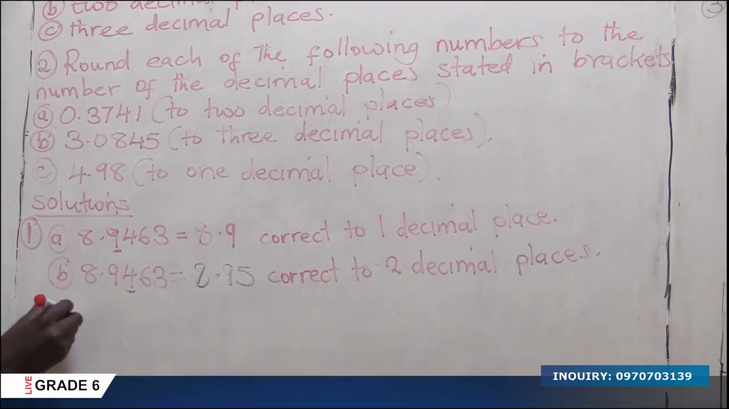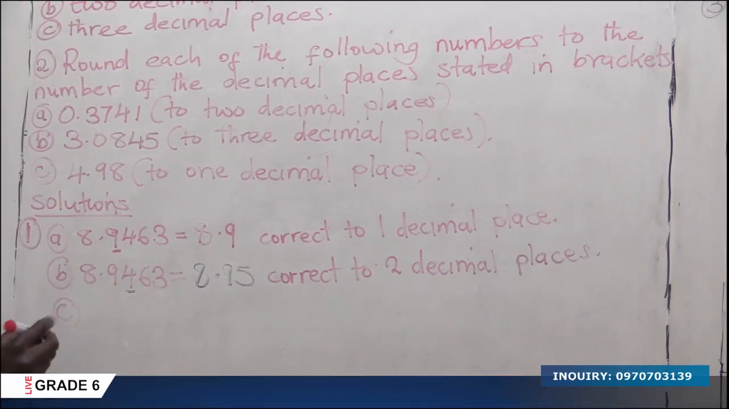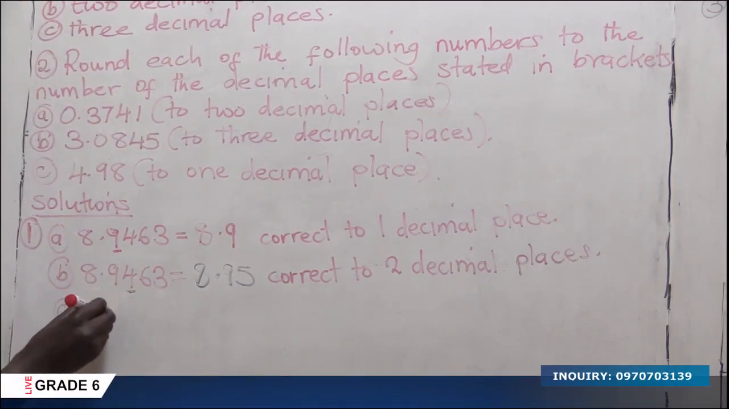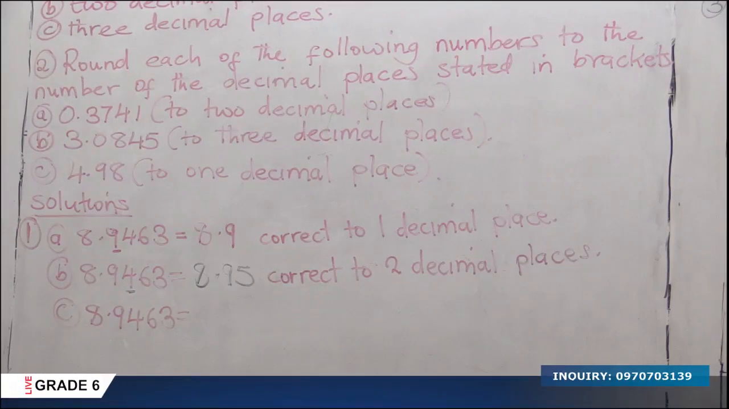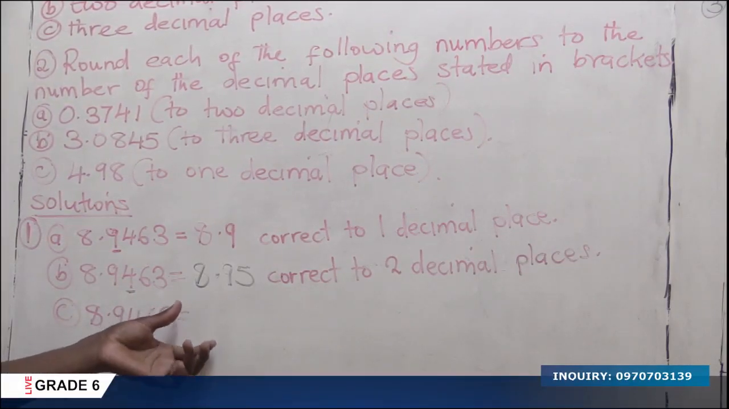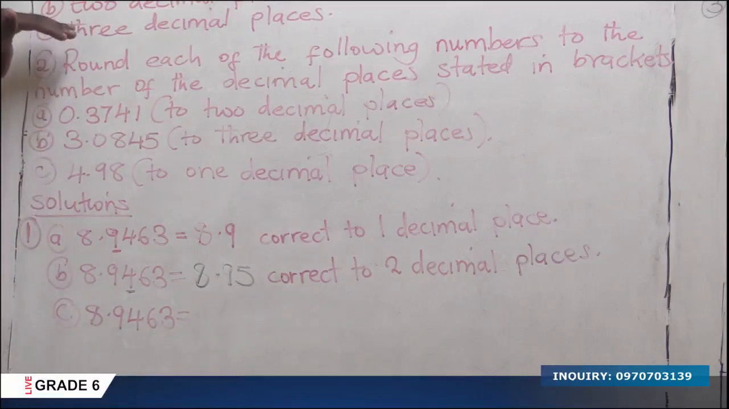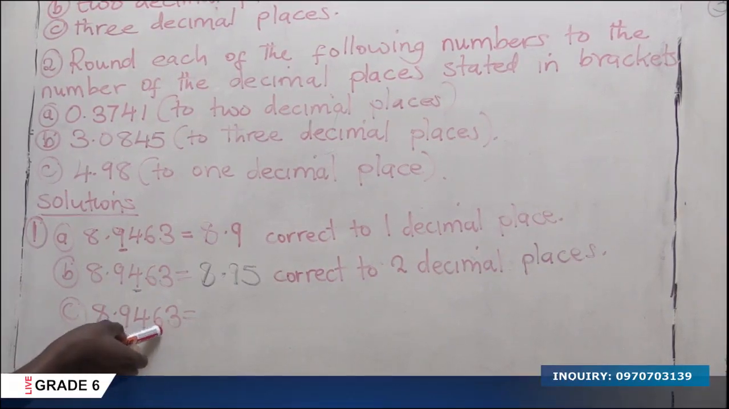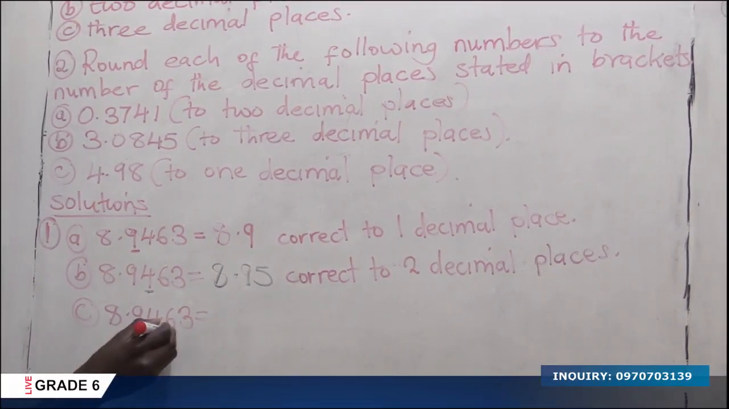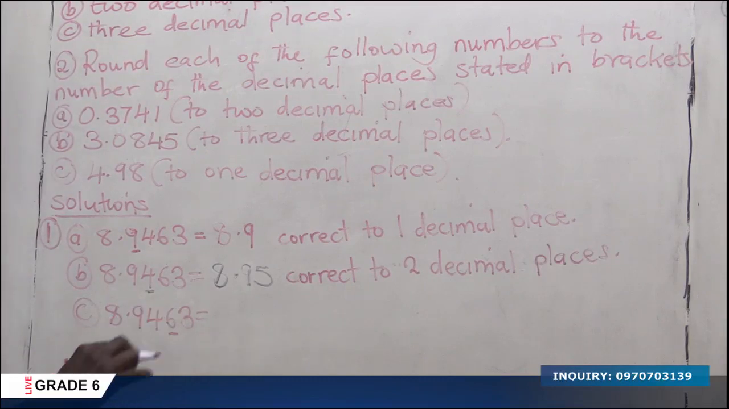And then C, we write 8.9463. Okay, so we are rounding off 8.9463 correct to how many decimal places? To 3 decimal places. So our first decimal place is this one, second decimal place, third decimal place. So our third decimal place is 6. So check the next number. The next number is what?